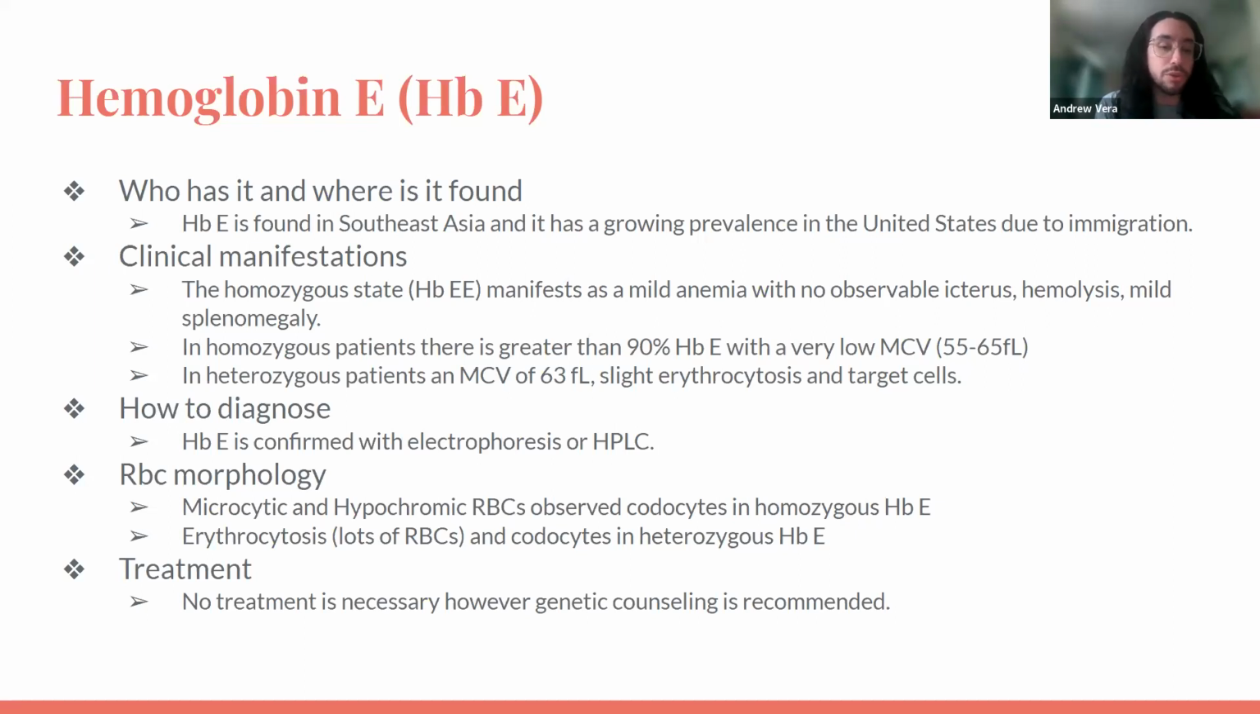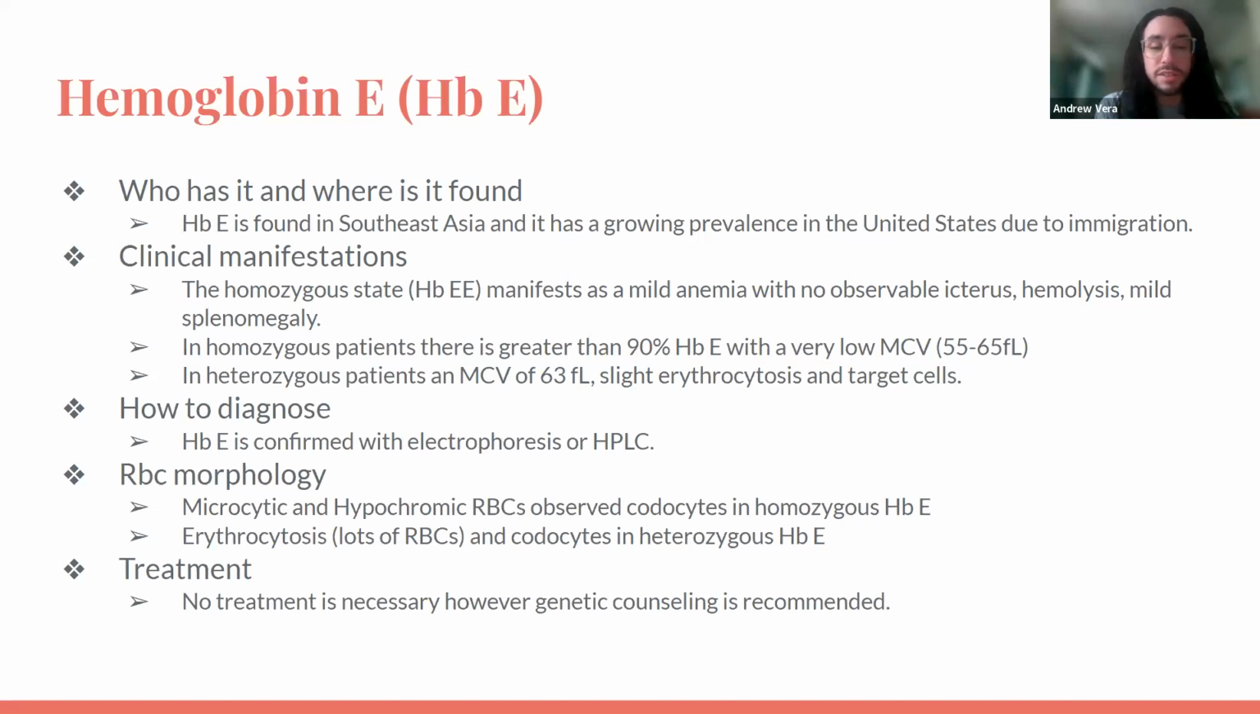HbE is confirmed usually with electrophoresis and high performance liquid chromatography. They're microcytic, like I said, hypochromic RBCs, so they have a large central pallor. Codocytes are observed in homozygous hemoglobin E, and then erythrocytosis, which is lots of RBCs or red blood cells, with target cells in heterozygous hemoglobin E.